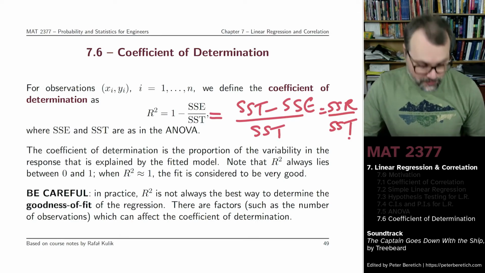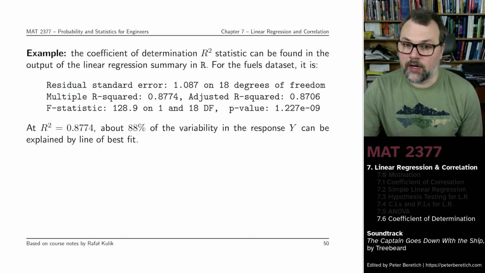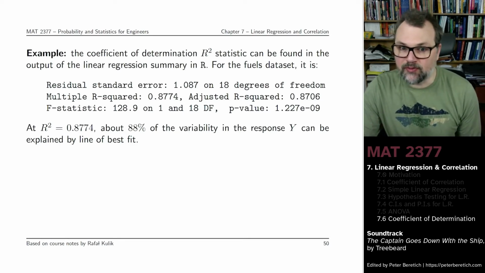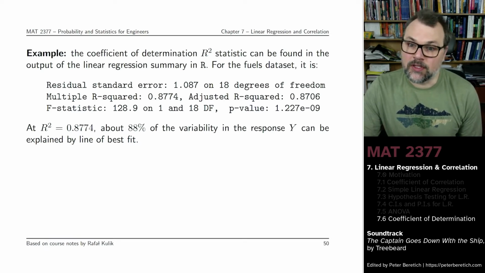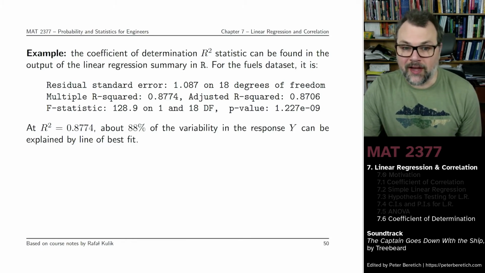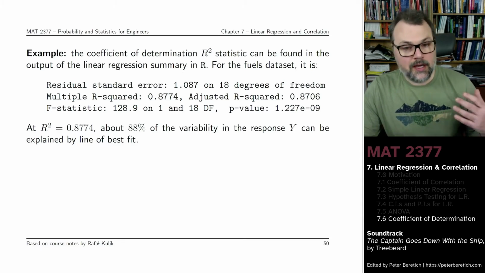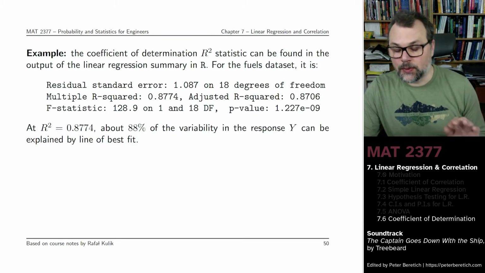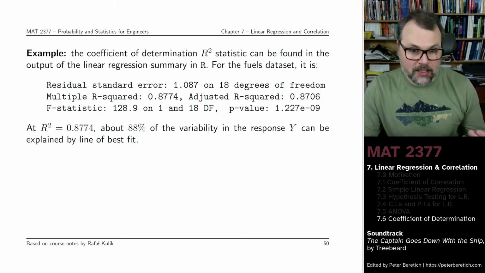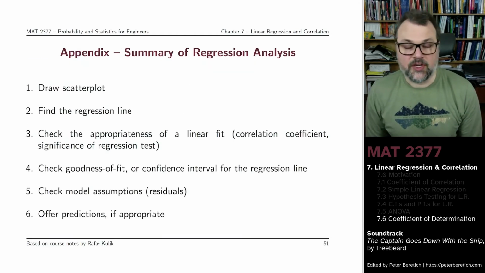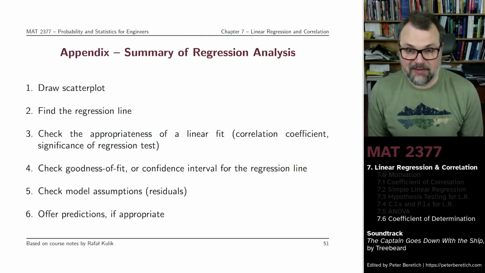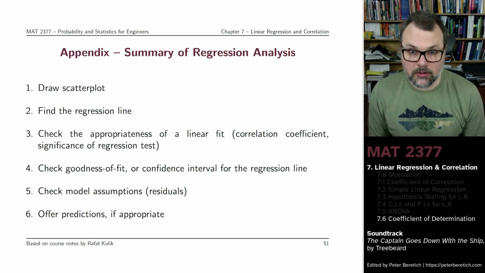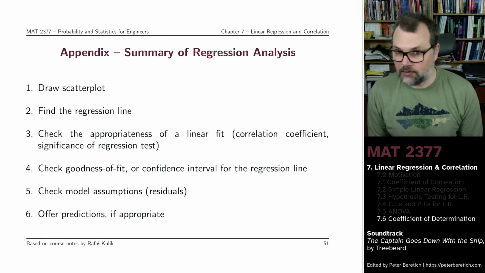For the fuels data set, you can read the R-squared statistic directly from the output in R or from the ANOVA table that you have built. We know what SSE was, we know what SST was. In this case, we get an R-squared of about 87.74 or 88%. So 88% of the variability in the response Y can be explained by the line of best fit. But it's easy to mistake that explanation for a causal relationship. It's not a causal relationship.